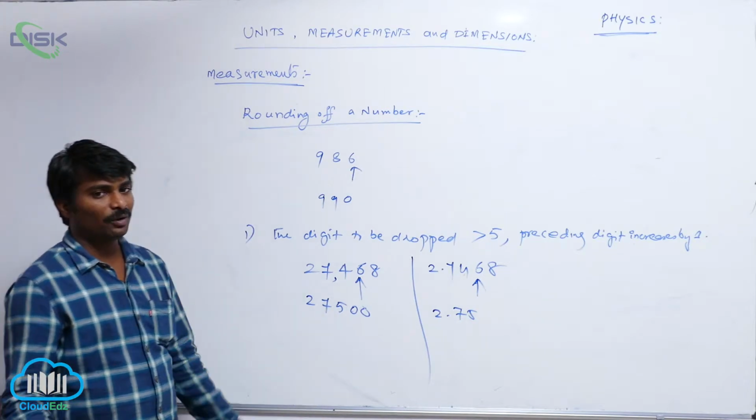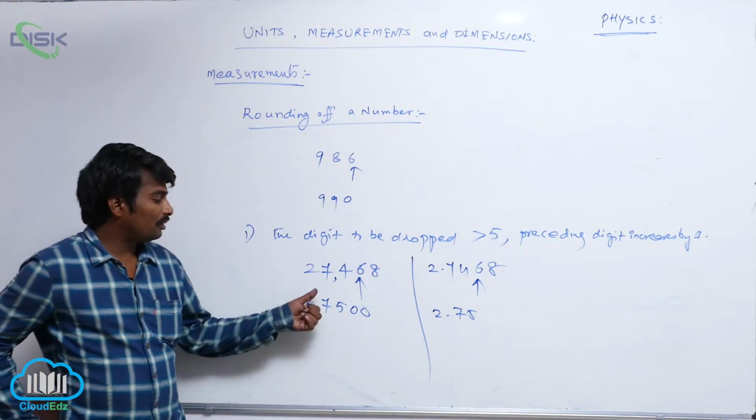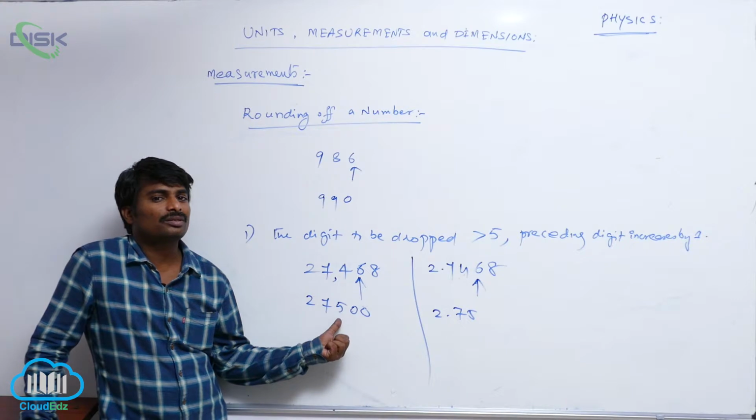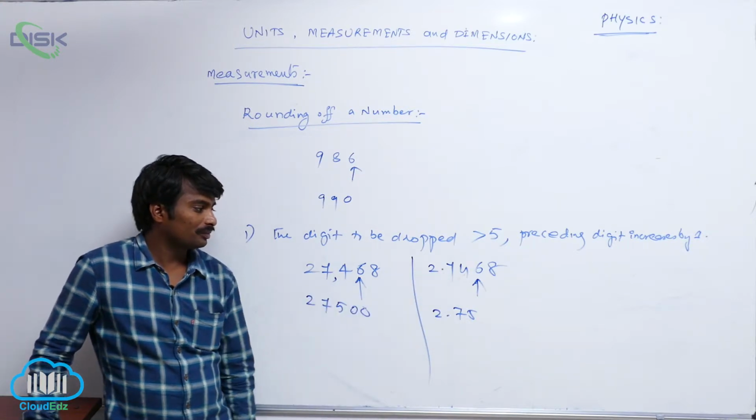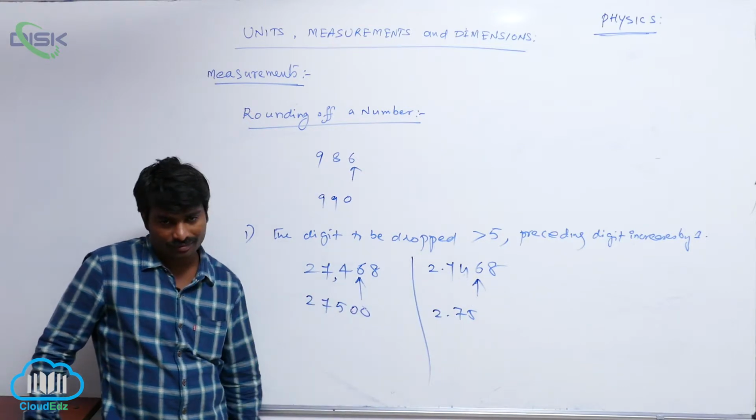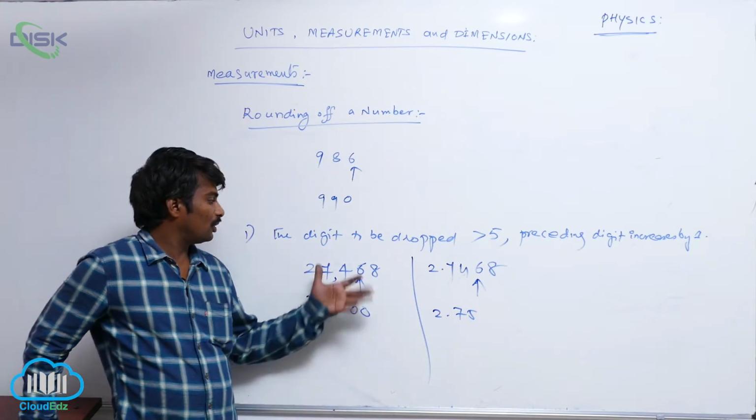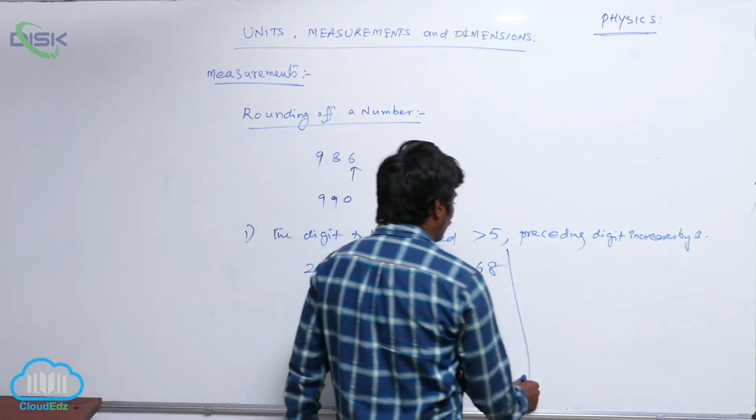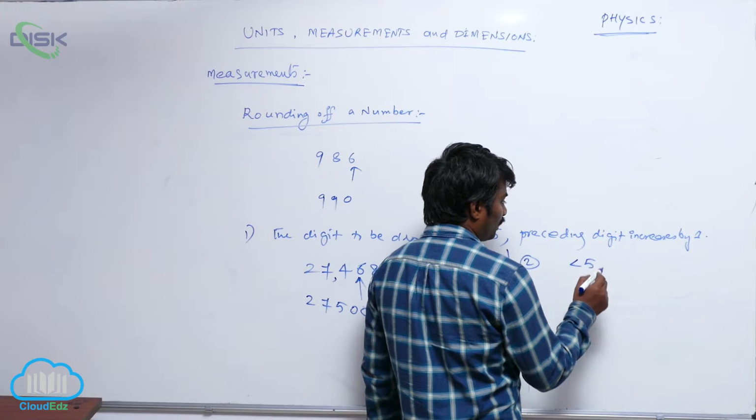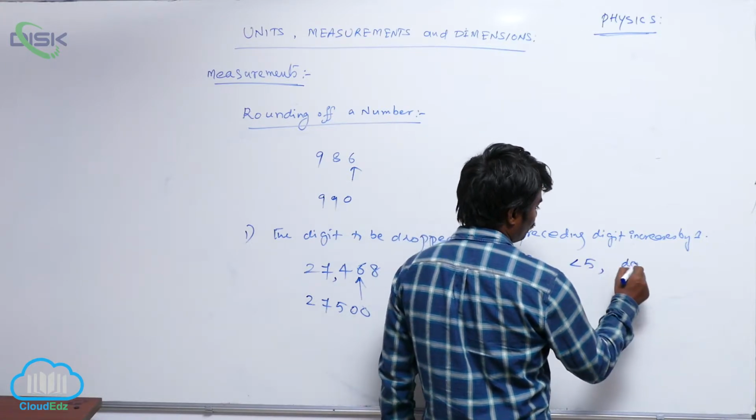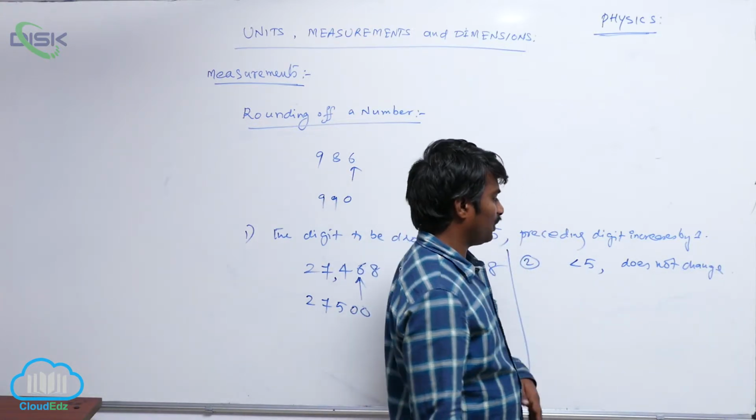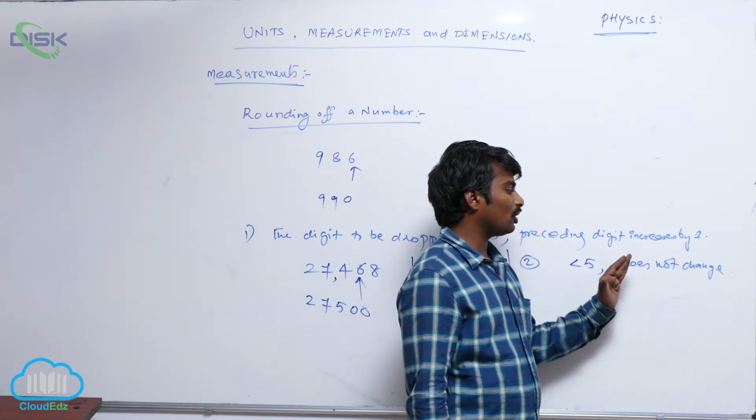So one very important thing you have to remember: if the number does not have any decimal point, in the place of dropped digits you just write down zeros. If the number has a decimal point, in the place of dropped digits, you don't put zeros at all. This is one rule. Next, the second one is, if the digit to be dropped is less than 5, then the preceding digit does not change. If the digit is less than 5, then the previous digit does not change.